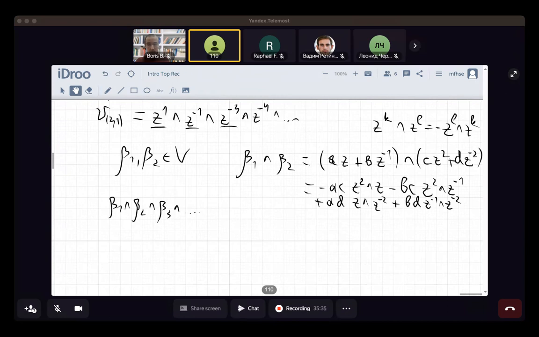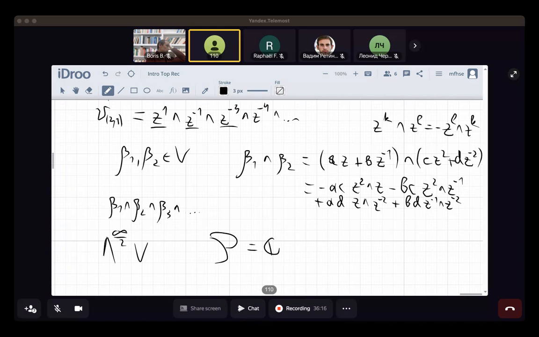And how is this related to our differential equations in P? The fact is that there is what's called the boson fermion correspondence. Namely, consider our space lambda infinity over half V and our space P of formal series in P variables. Do you remember this? This was formal series in P1, P2, and so on. The space is C of P1, P2, and so on. Yes? So formal series in P variables.